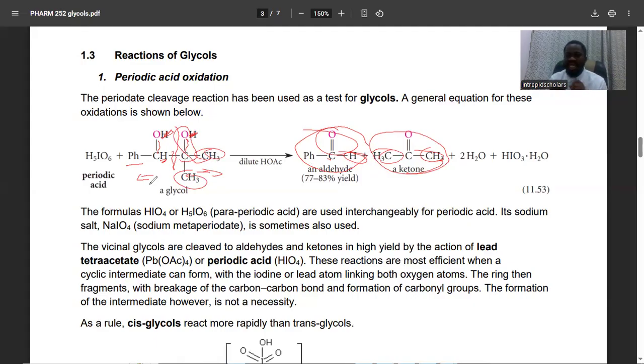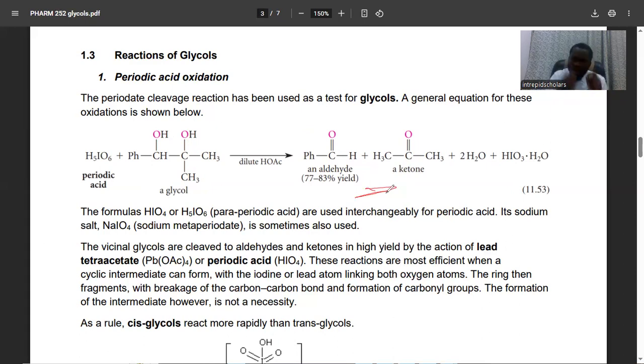Now, we have to essentially learn how to also convert the product back to the reactant. We have questions that we'll solve at the end of the discussion. So let's go and do that. Now, if I have these products and they have told me these are products from the periodic acid oxidation of a glycol, and so I should predict that glycol. This is what I would do.